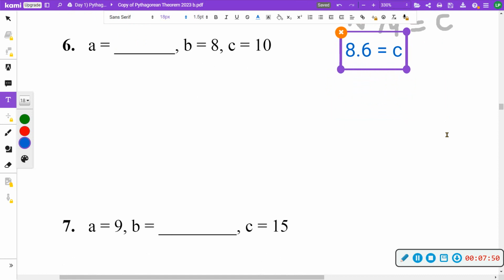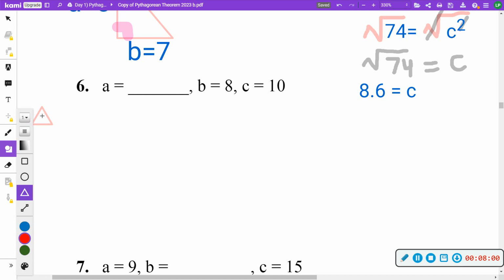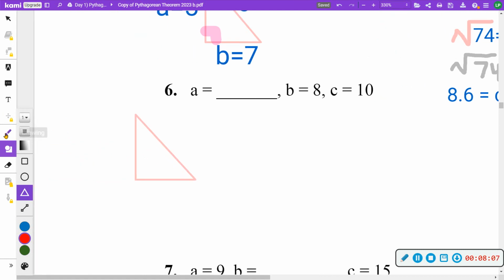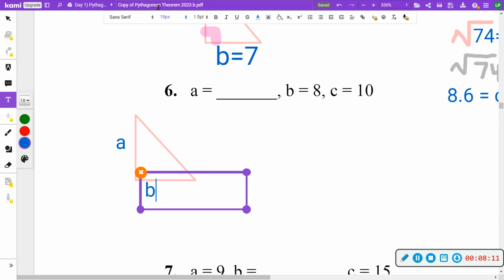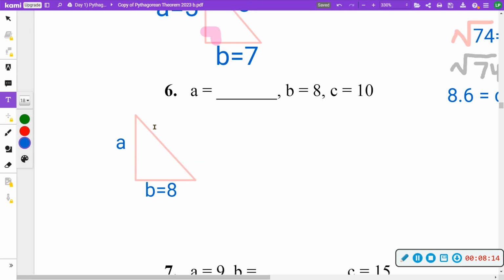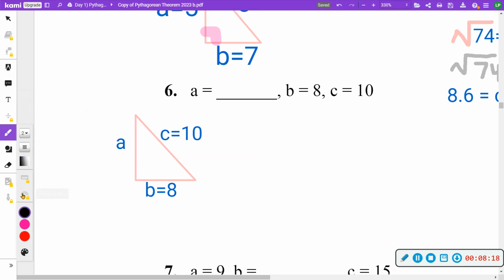All right, a new one. So they want me to find a leg. I have one leg, and I have the hypotenuse. So real quick, drawing a right triangle. So we don't know A. No idea what A is. But we do know B is 8. And we know the hypotenuse is 10. And they tell me to find the leg, so we are assuming they want us to find the leg of a right triangle.